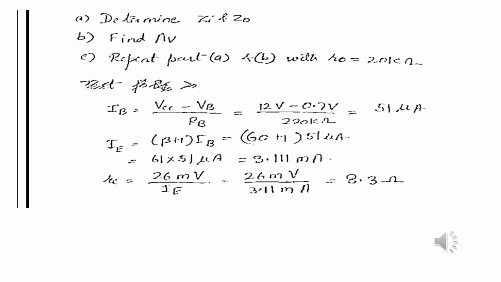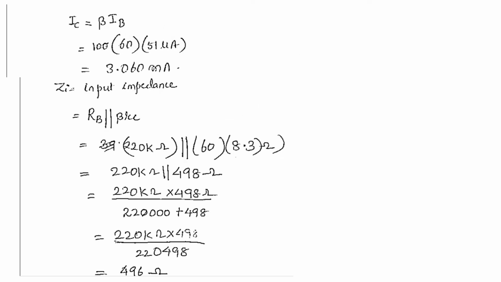In this problem you are supposed to do the AC analysis to find out the input impedance Zi, output impedance Z0, and the voltage gain in the active device, not the overall voltage gain. Repeat parts A and B of the main problem when R0 has changed to 20 kilo ohms. So from here your AC analysis starts.